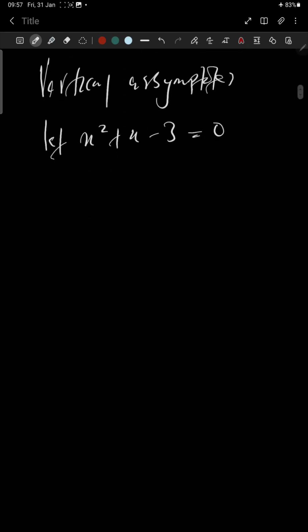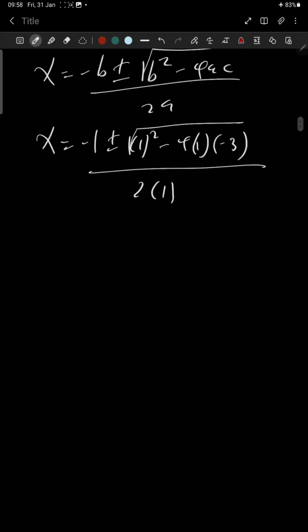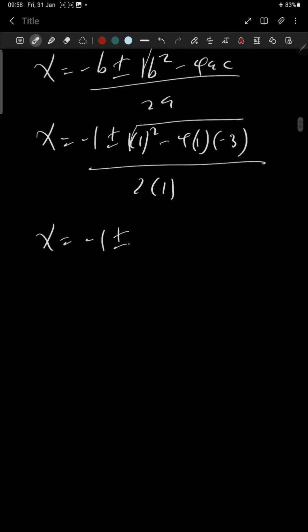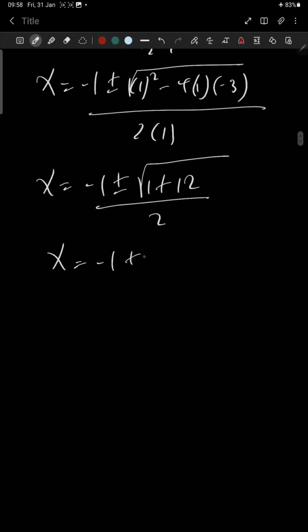Now notice guys, this question doesn't have factors, so you're going to introduce the quadratic formula. Now x will be equal to, what is our b? Our b is 1, so we're going to have negative 1 plus or minus the square root of 1 squared minus 4 times a times negative 3, over 2 times 1. So our x will be negative 1 plus or minus the square root of 1 plus 12 over 2, which is negative 1 plus or minus the square root of 13 over 2.